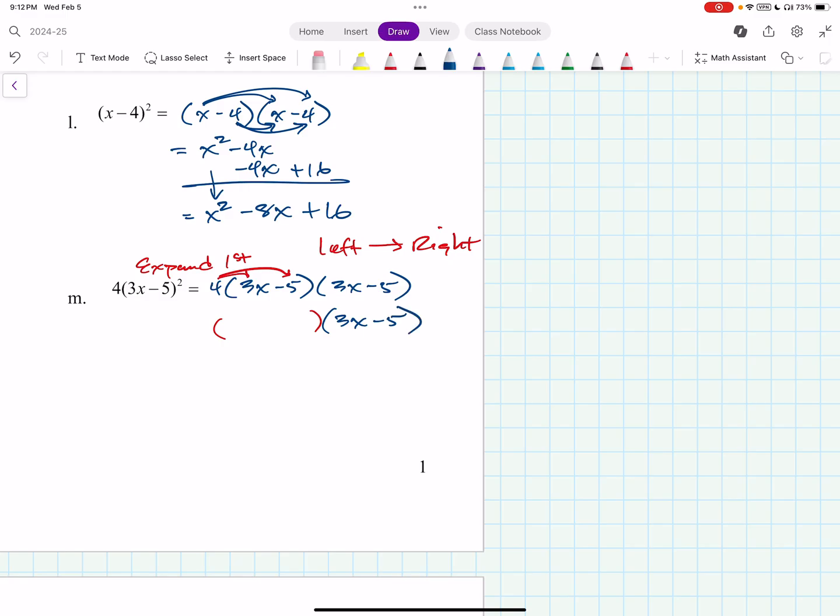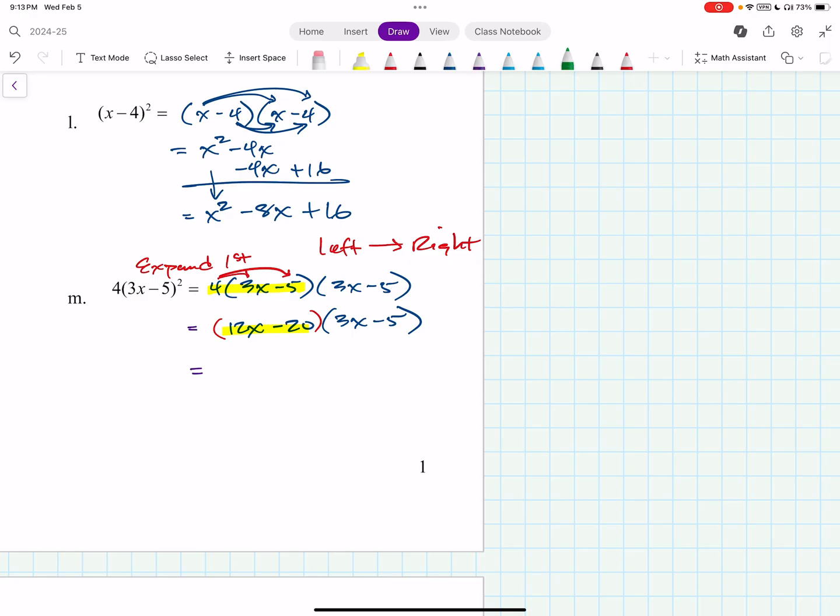All right, so let's work on the first part here. So 4 times 3x is 12x. 4 times the negative 5 is a negative 20. And now I have that, right? I have the first 2 terms. I got these 2 multiplied. And then I just take it and I multiply it by the 3x minus 5. All right, so just go slow. Work at your own pace, step by step.